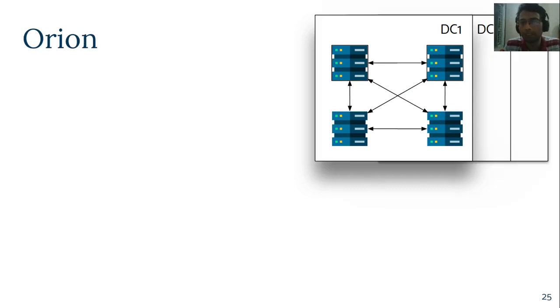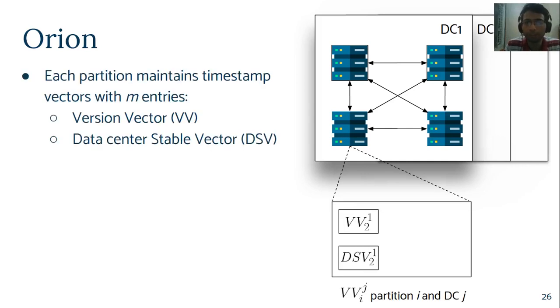You have multiple data centers, and within one data center, you have four partitions connected with each other. Each partition maintains two vectors, each with m entries, which is the number of data centers. The two vectors are version vector (VV) and data center stable vector (DSV).